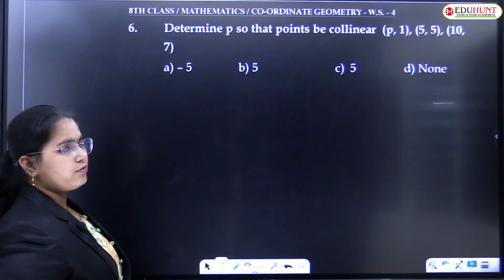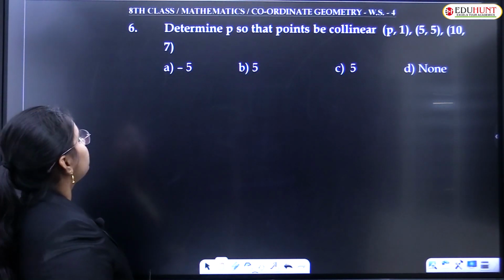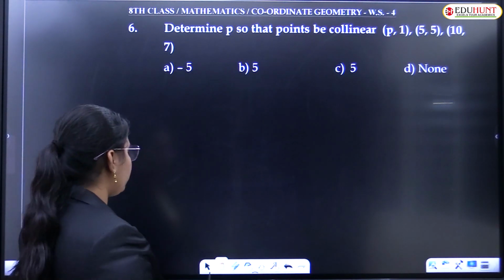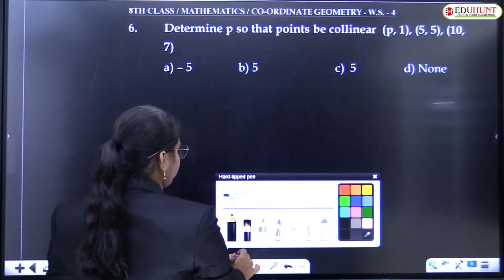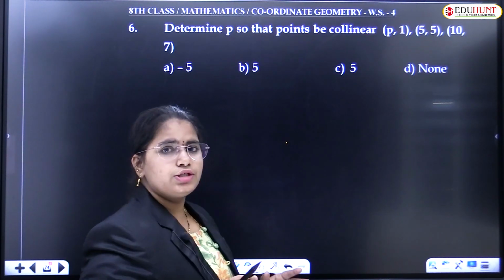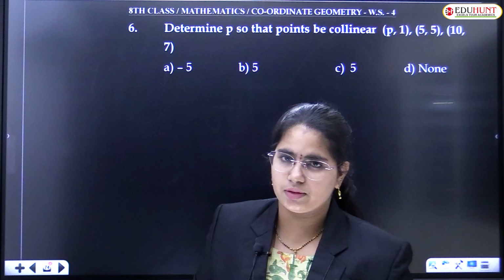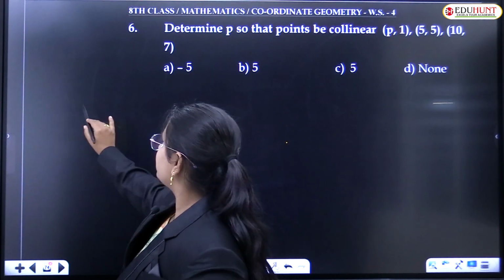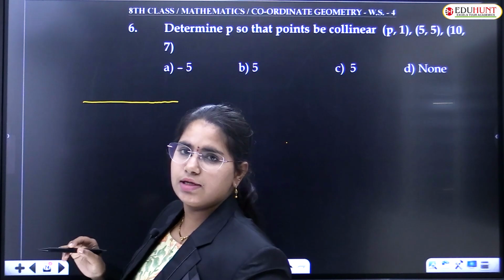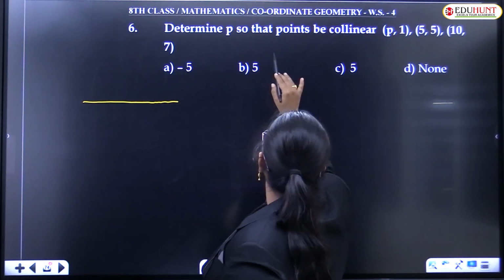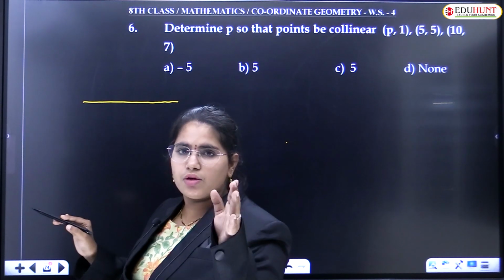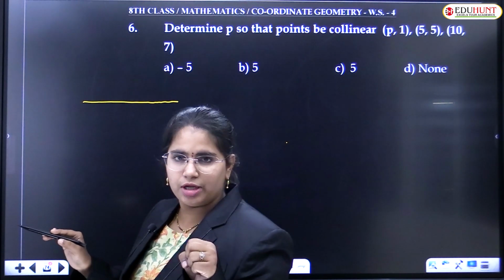So here comes the first question of the session. Determine P so that the points P, 1, 5, 5, and 10, 7 be collinear. So you need to find the value of P over here, right? In order to find the value of P, all the points should be collinear. Collinear means, you know the definition, all my points should lie on the same line.